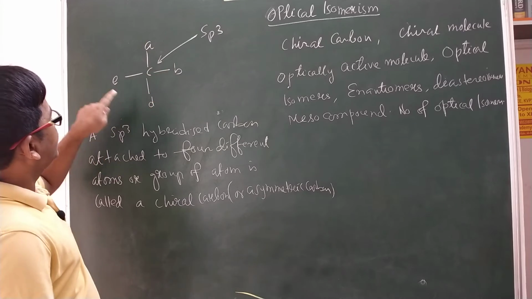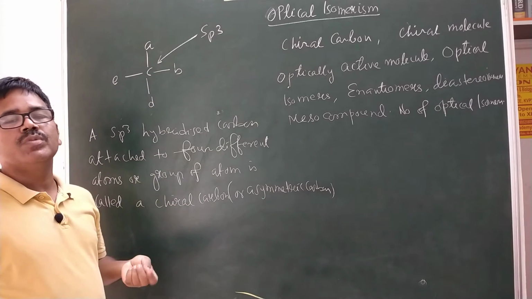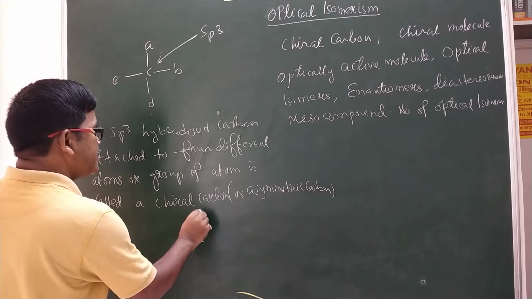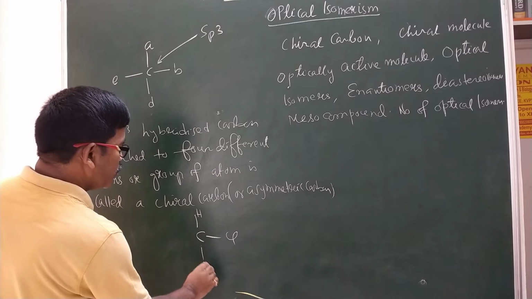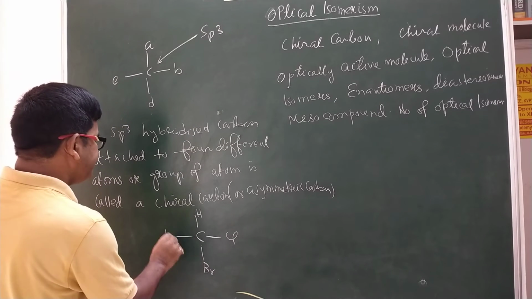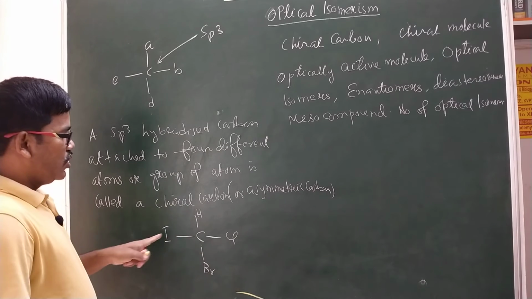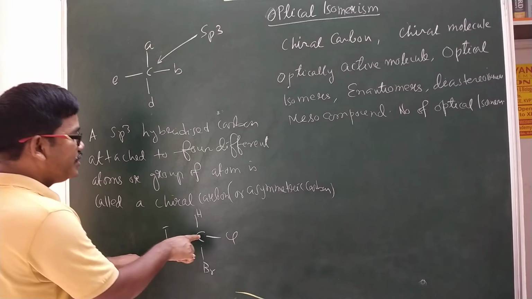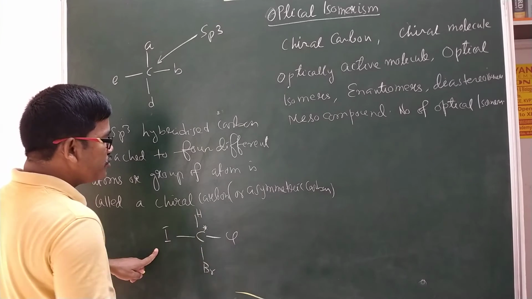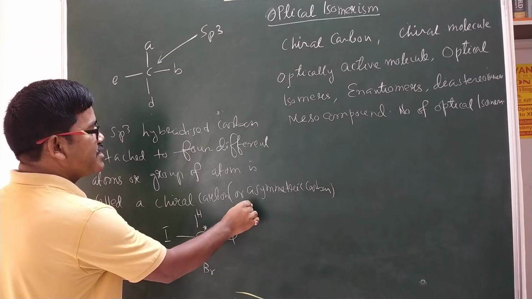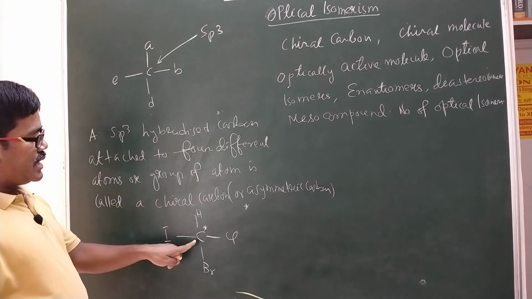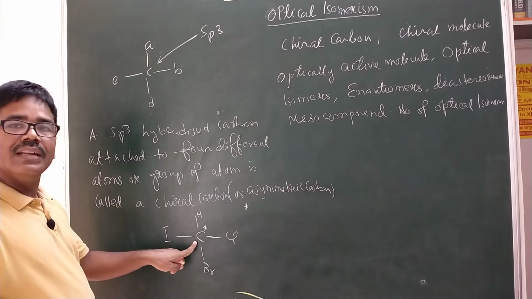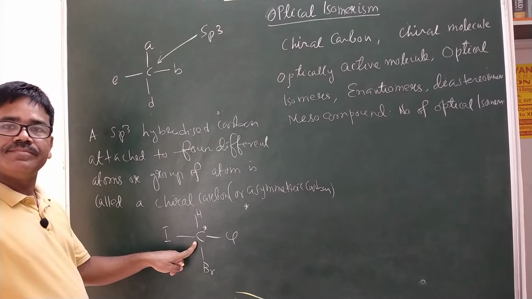Here A, B, D, E can be single atoms or can be group of atoms. For example, if I consider a molecule like that, hydrogen, chlorine, bromine and iodine are single atoms. All atoms are different. Then this carbon I call the chiral carbon. This chiral carbon is indicated by this star sign. This carbon is attached to 4 atoms, hydrogen, chlorine, bromine, iodine. Here all are single atoms.